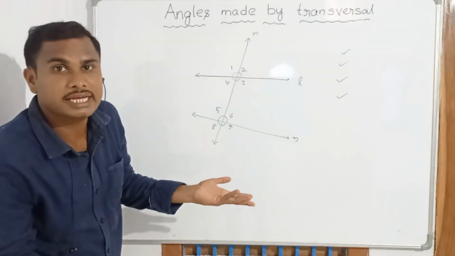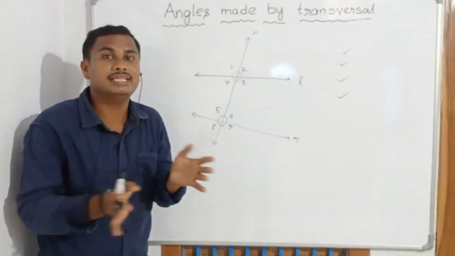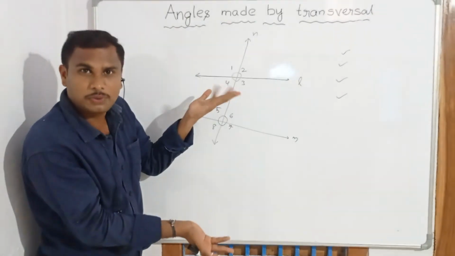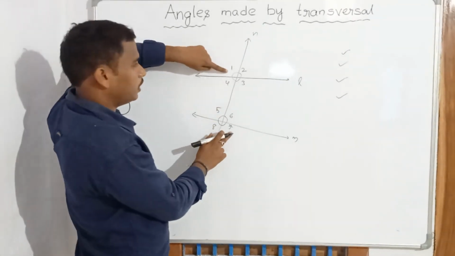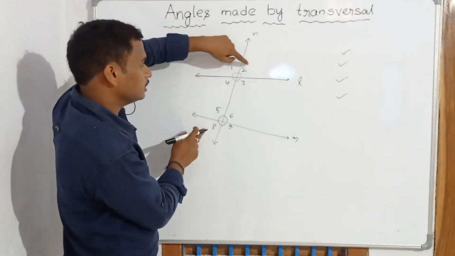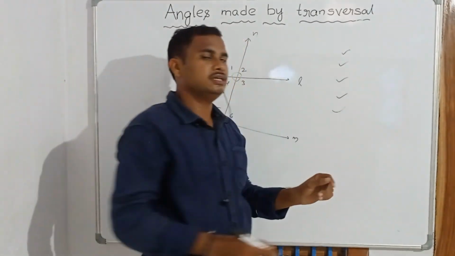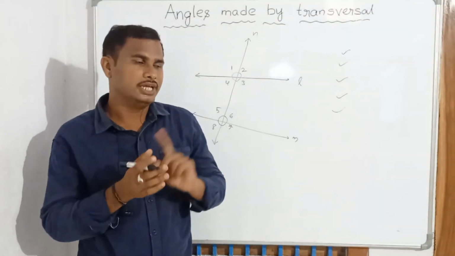Alternate exterior angles. Alternate means either side of the transversal. Exterior, two angles are exterior. That means 1 and 7 are alternate exterior angles. 2 and 8 are alternate exterior angles. Okay. The next one, co-interior angles.